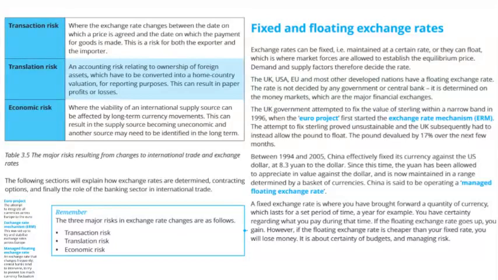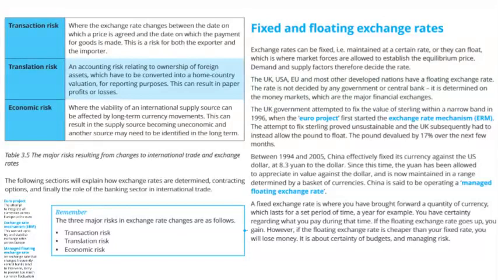The UK, USA, EU, and most other developed nations have a floating exchange rate. The rate is not decided by any government or central bank. It is determined on the money markets, which are the major financial exchange.